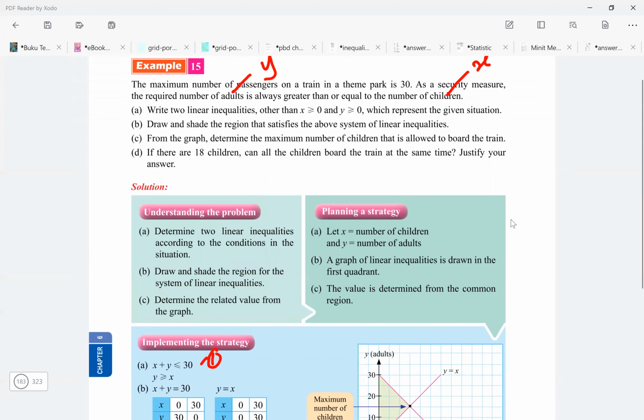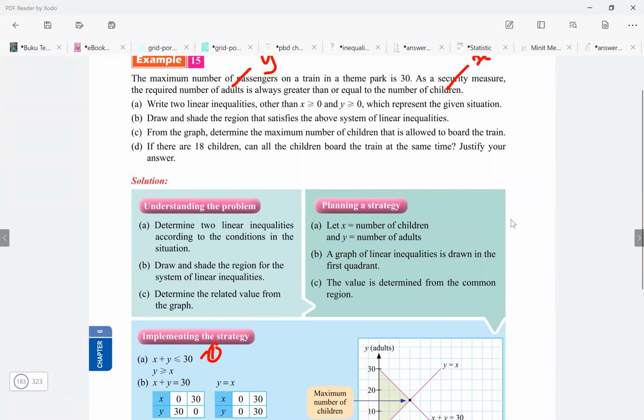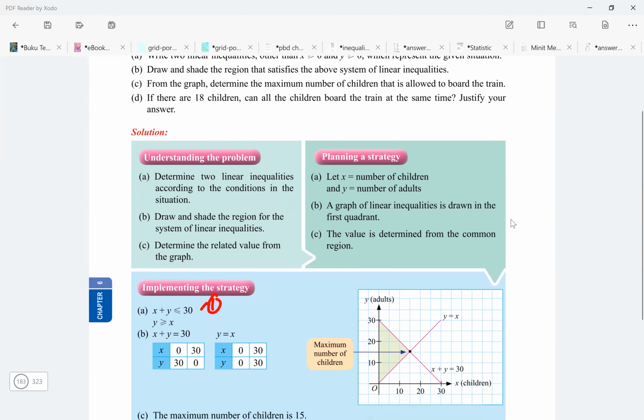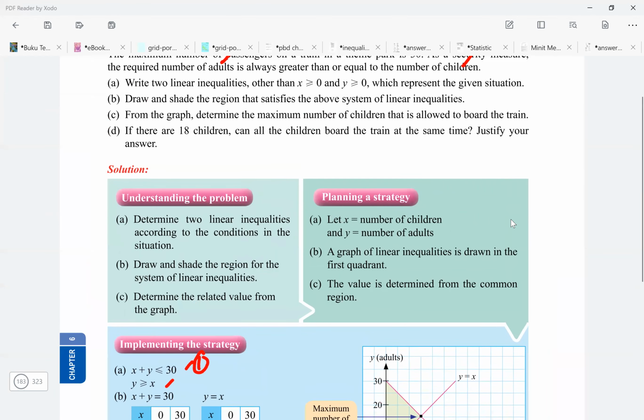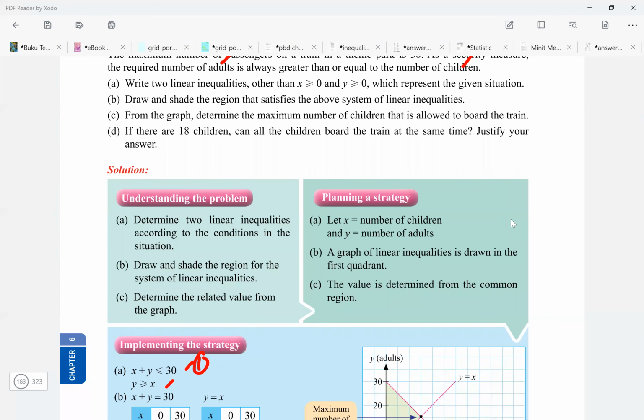And then the second one, it says here the number of adults is always greater than or equal to the number of children. So meaning that y is always greater than or equal to x. Okay, this is the second one. All right, so after you get that one, this is 2 marks already.